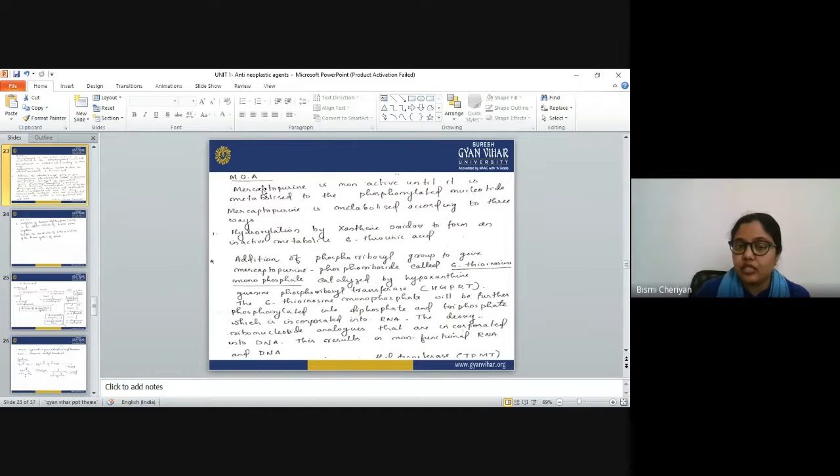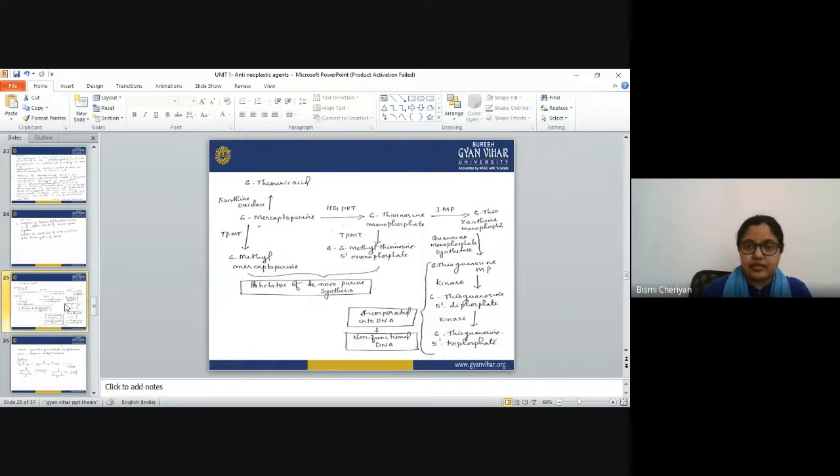But mercaptopurine itself is normally not active in anti-cancer treatment. When we take it, it is metabolized inside our body into the phosphorylated nucleotide, and it is metabolized in 3 ways. The first is hydroxylation by xanthine oxidase to form an inactive metabolite, 6-thiouric acid. I will show that chart, so you can easily learn this mechanism of action.